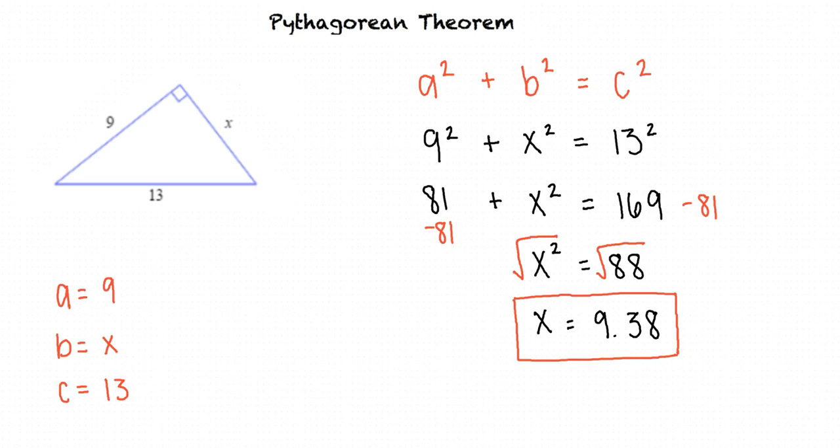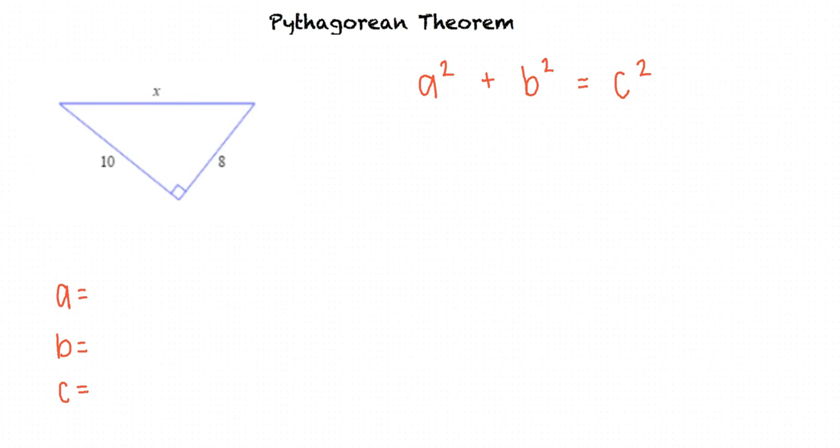Exactly. Why don't we try another example? Given the shown triangle, we want to find the side length x. So in this case, the side length of a hypotenuse is the one that we don't know. So c is equal to x. A and b could correspond to either leg. So let's let a equal 10 and b equal 8.